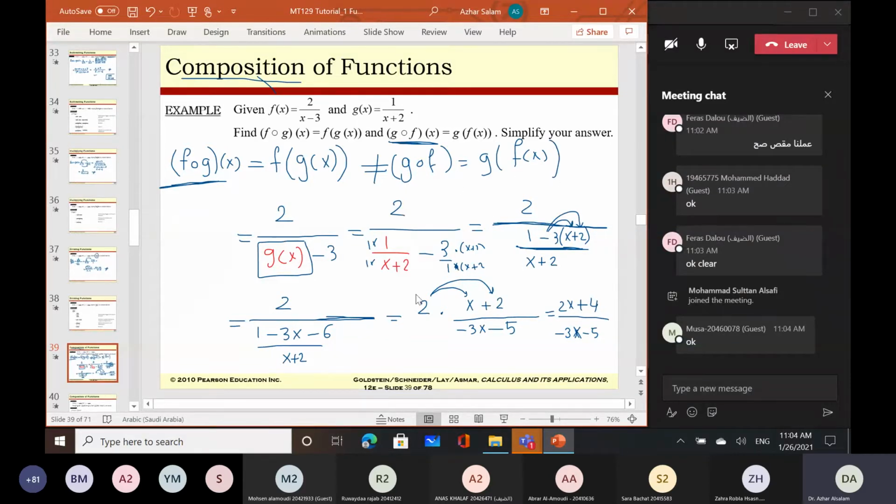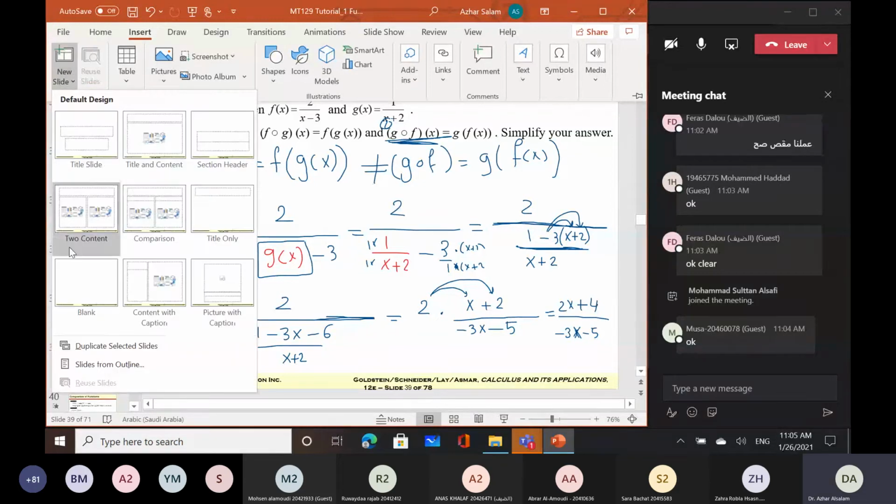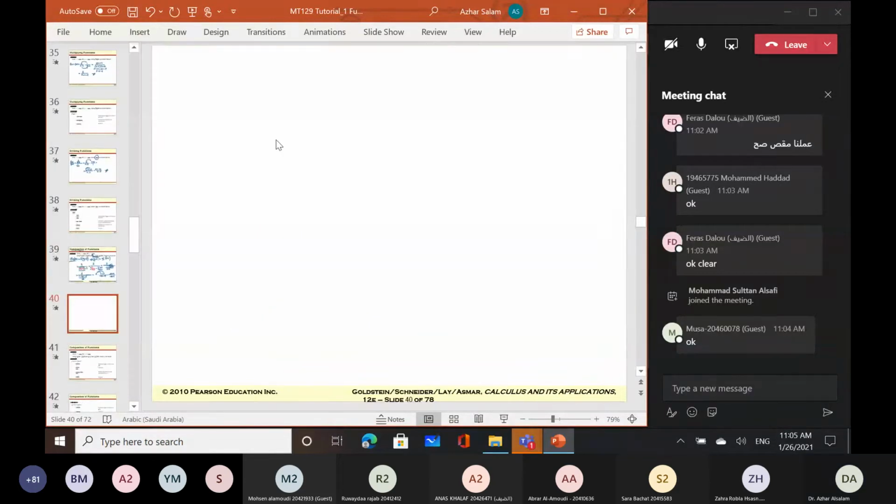هنا لازم أكمل الإجابة. السؤال الثاني، المطلوب الثاني، find G circle F. It will be different. So now, I will add a slide. I have f of x equals 2 over x minus 3, g of x equals 1 over x plus 2. I have to find g circle f. This is the completion. هذه بقية السؤال.